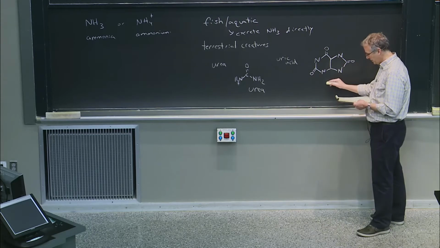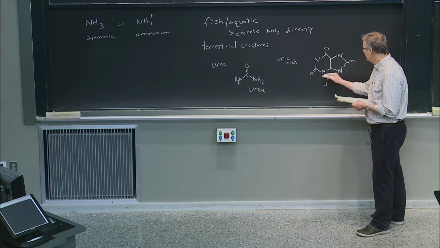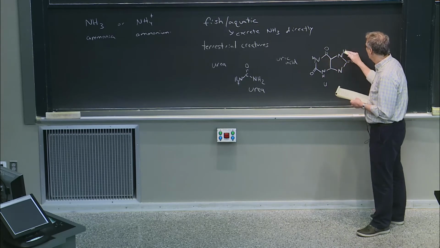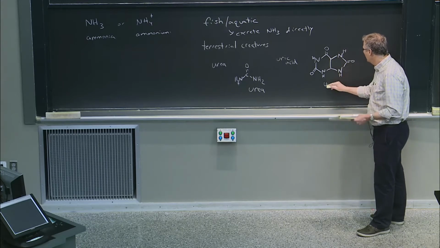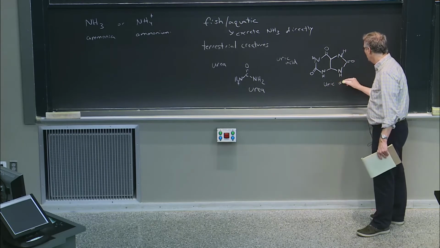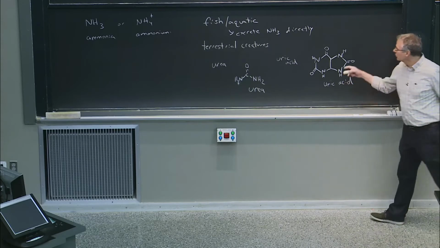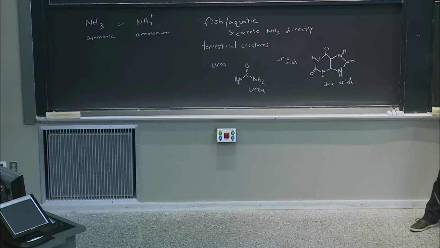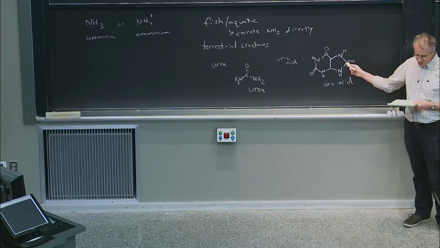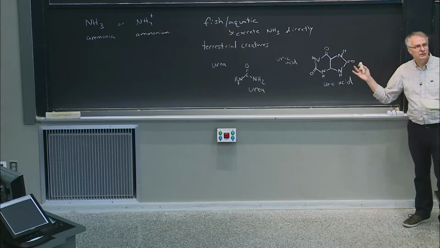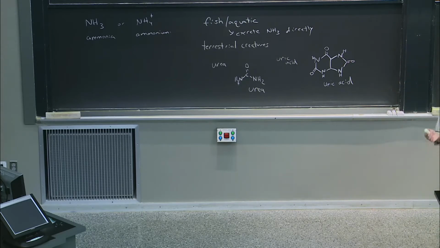So this here is uric acid. Uric acid is basically a purine, so it should look very similar to the adenine and guanine rings that you saw earlier in the class. And so they basically generate uric acid, which allows them to excrete more nitrogen with less water.